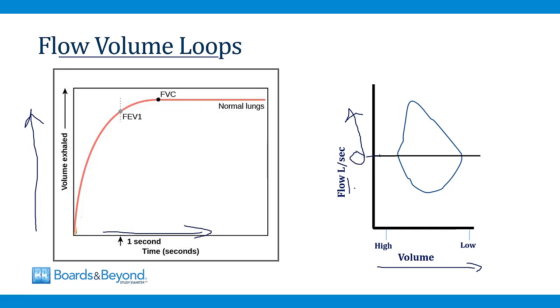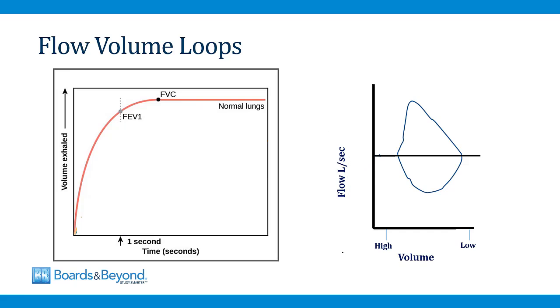At the bottom, we've got air coming into the lungs, so this is inspiration. And at the top, we've got air going out of the lungs, so this is expiration. And so when we plot the data from a spirometry test this way, we get a loop that looks like this example on the screen. This is a typical pulmonary flow volume loop.